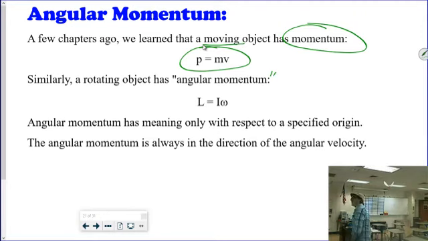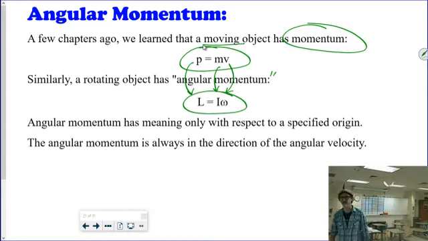As we learned in the last chapter, a lot of the angular stuff uses the same equations as the linear stuff. So the angular counterpart to mass is rotational inertia. The angular counterpart to velocity is angular velocity. And the angular counterpart to momentum is angular momentum. So the equation is exactly what you would think it is.